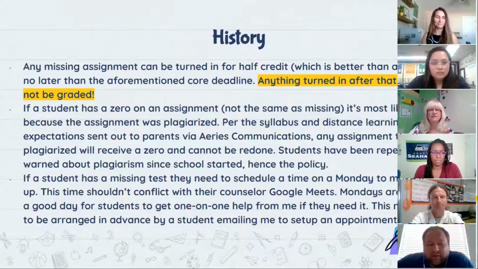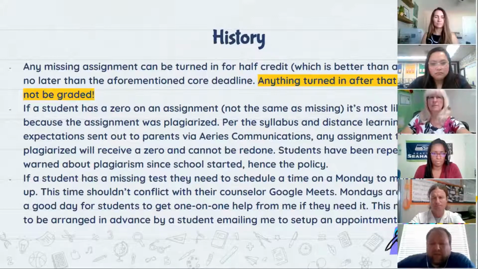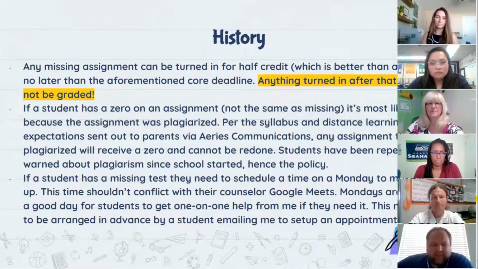If a student has a 0 on an assignment, not the same as a missing grade, a 0, most likely because the assignment was plagiarized, and this has been communicated with the students and parents via Aries Communications for Parents, that any assignment that has been plagiarized will receive a 0 and cannot be redone. This has been something we've discussed frequently. Students have been warned of plagiarism. It's kind of been a recurring problem, but the policy is a result of that.